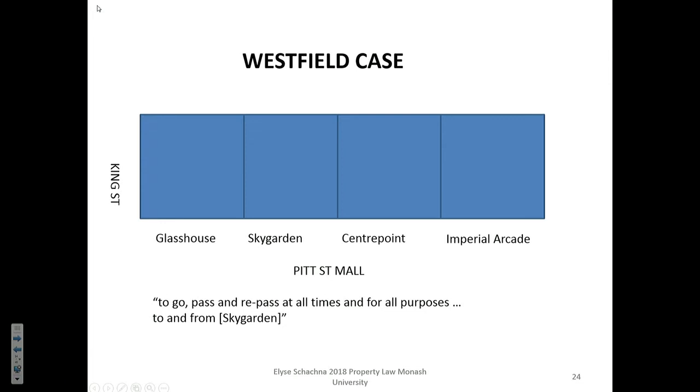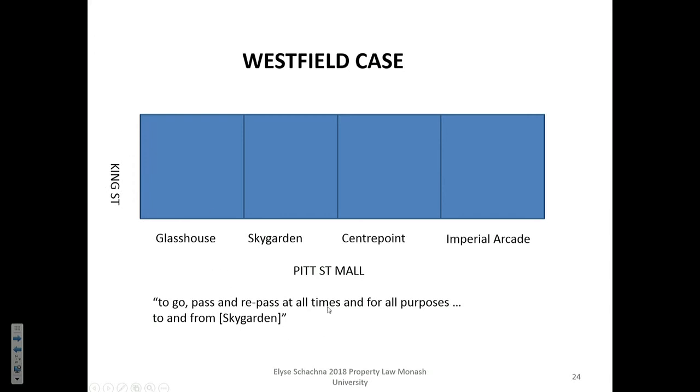So originally, Westfield only owned Sky Garden, and the easement allowed Westfield customers to enter King Street, go underground, cross through Glass House and park in Sky Garden. If we look at the terms of the easement, it's to go, pass and repass at all times and for all purposes to and from Sky Garden. I'm just going to get my mouse out to demonstrate. If they come down King Street, they're going to go under Glass House, cross over here and get to Sky Garden. So looking at the terms of the easement, to go, pass and then repass, just the in and out.